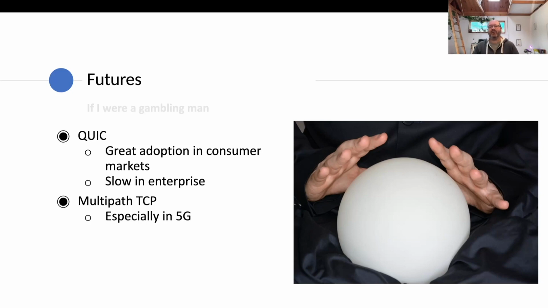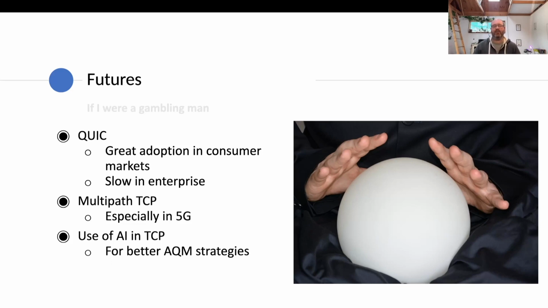Multipath TCP, especially in 5G networks, so you think about automotive, or even just my phone as I drive between one cell and another. Multipath TCP is going to be really valuable in that area. And then AI and TCP. I think we're going to see a lot more AI in advanced queuing methodology. You're going to see that start to become a really popular thing.